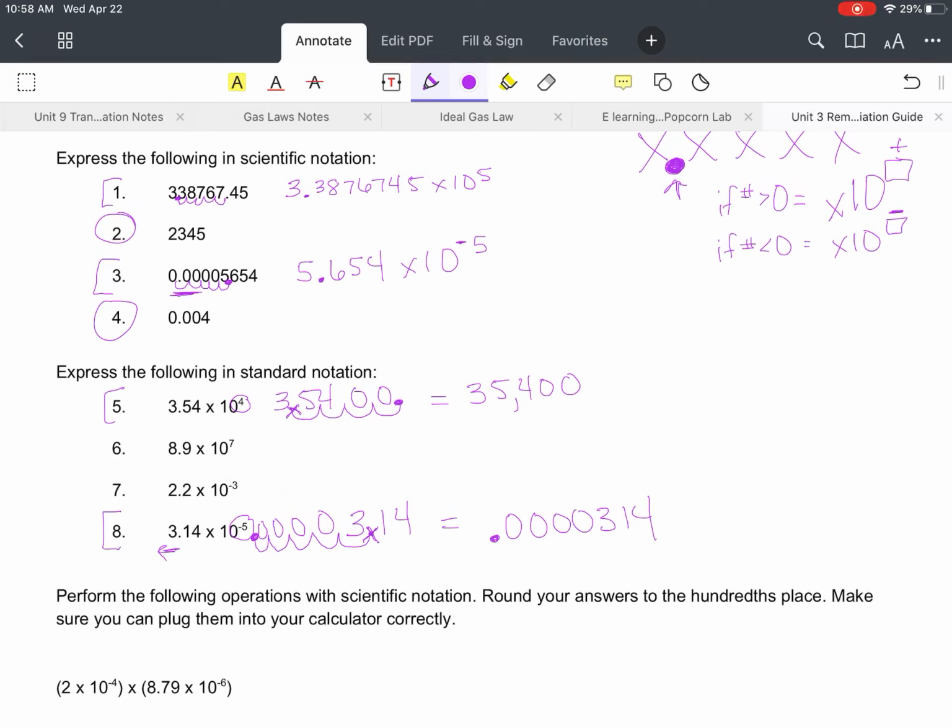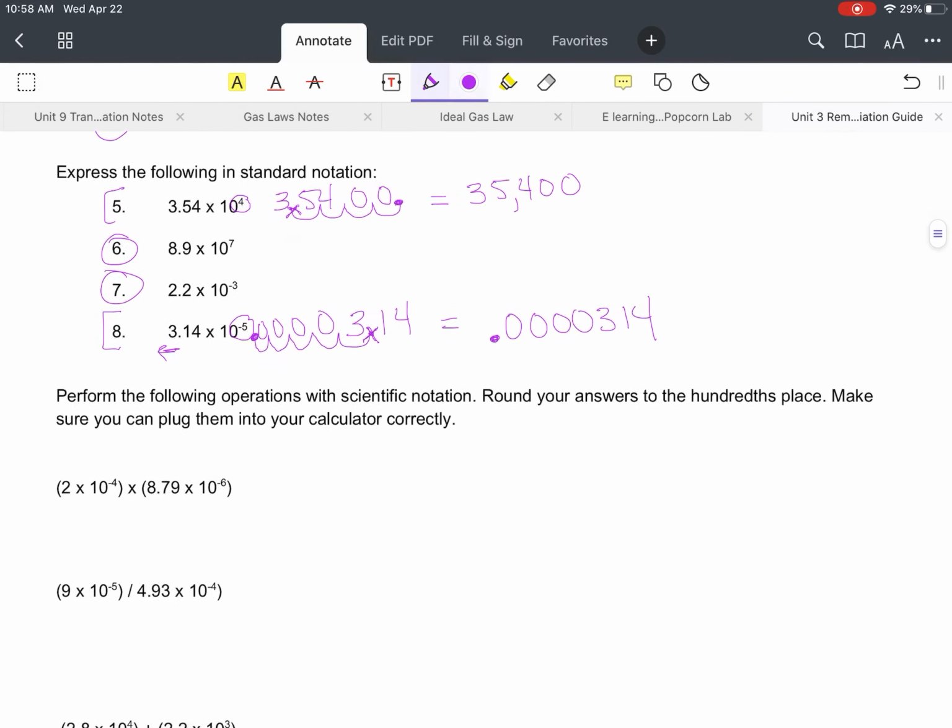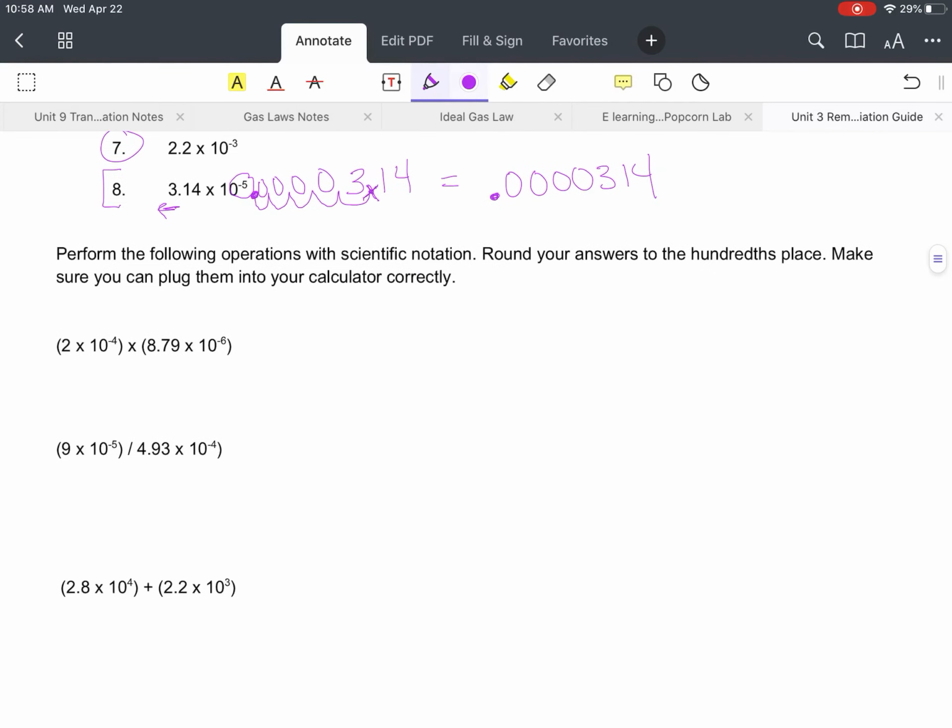Same thing here. I've moved this decimal. It is not there anymore. A number cannot have 2 decimals. Okay, so now try number 6 and 7. Okay, and then check yourself with the key.